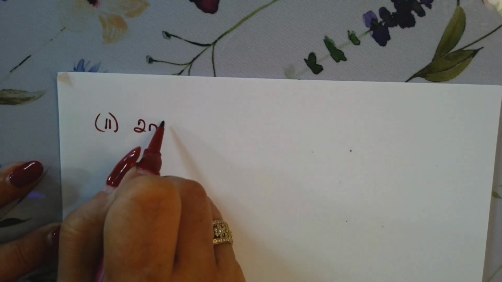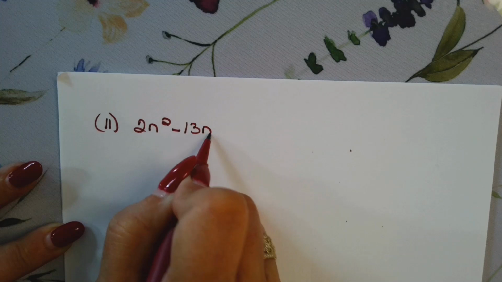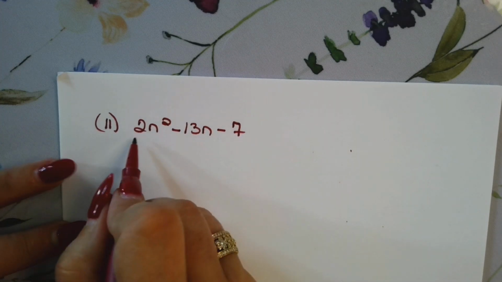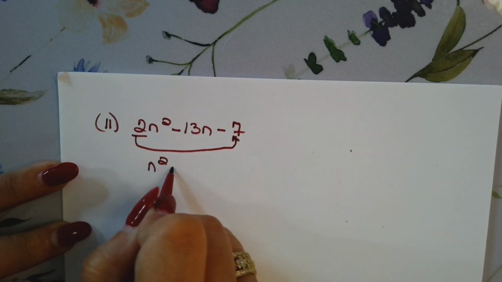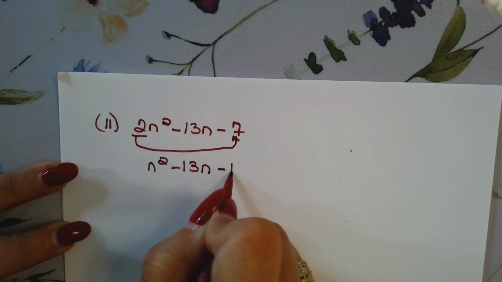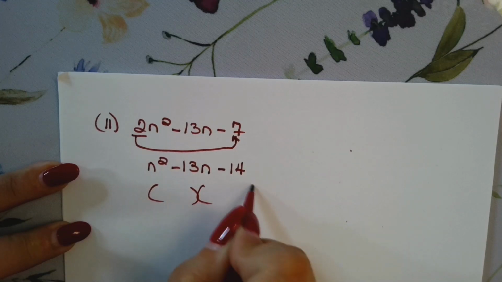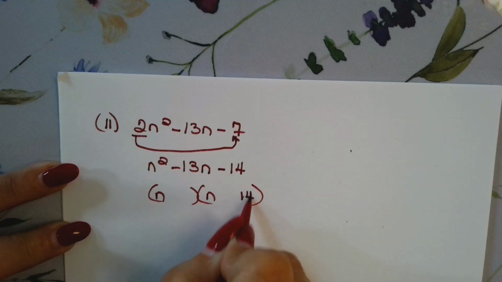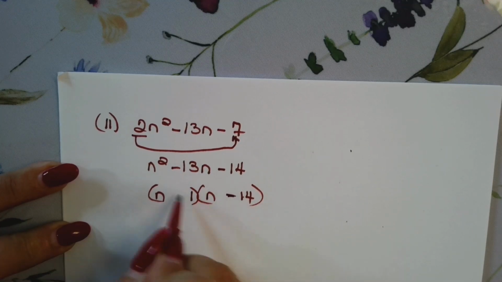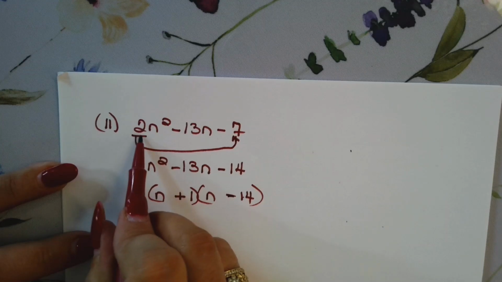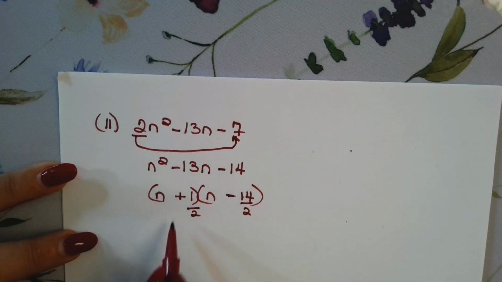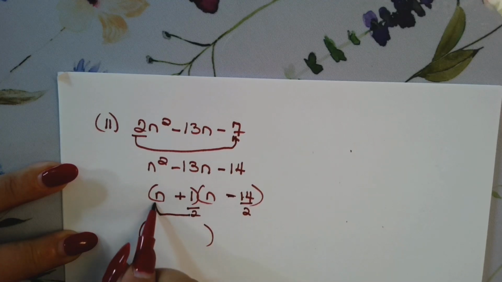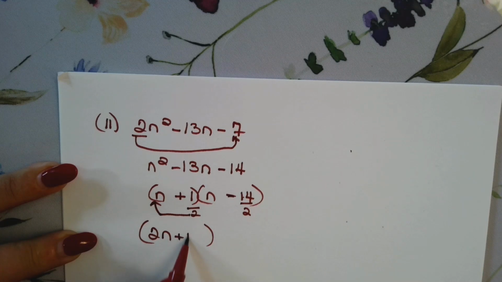Number 11. We have 2n squared minus 13n minus 7. Again, there's no greatest common factor. So we're going to take this over here. This will become n squared minus 13n minus 14. I'm going to go ahead and factor. It's going to be 14 and 1. This will be negative 14, positive 1. But just like we multiplied by 2, now I have to divide each of these by 2. Remember, this 2 now goes back to the front, 2n plus 1, and this will be n minus 7.